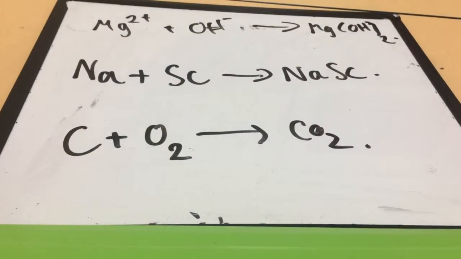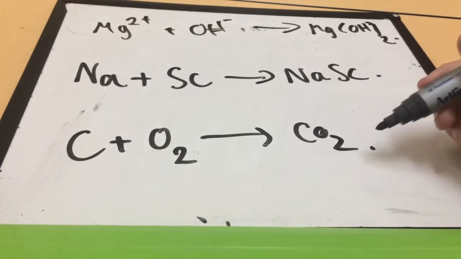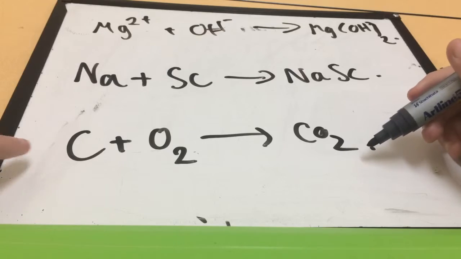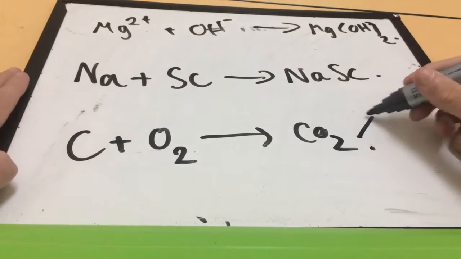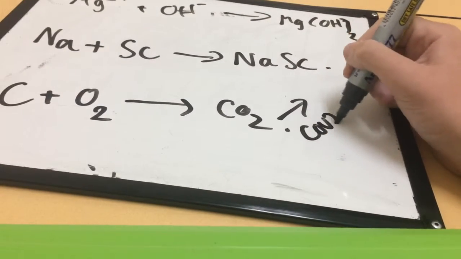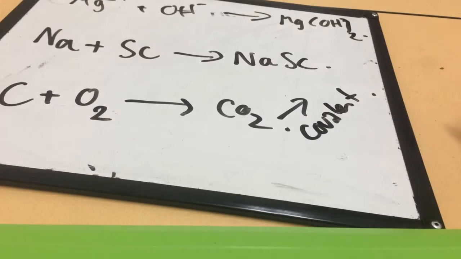Okay, I'm going to let you pause the video, let you guys work it out. Assuming you guys have done it now, so let's start with the bottom. Quite obviously it's between two non-metals, so it is a covalent bond.